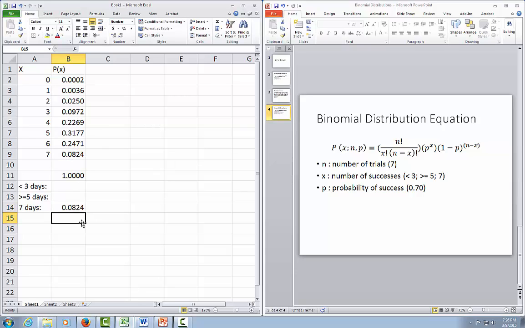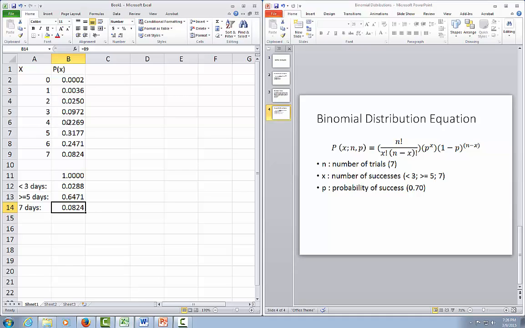For less than 3 days, we're going to look for the probabilities where x is less than 3, so that's where x is 0, x is 1, and x is 2. We add those together, and we get a probability of 0.0288. And for at least 5, we're going to take the probabilities where x is 5, x is 6, and x is 7. Add those together, and we get a probability of 0.6471. So we have calculated and answered this question based on our Excel spreadsheet.